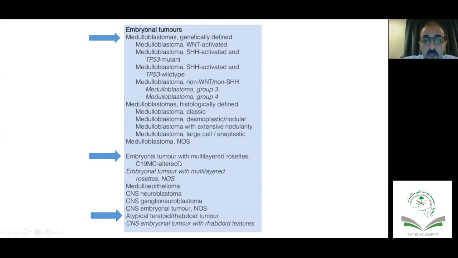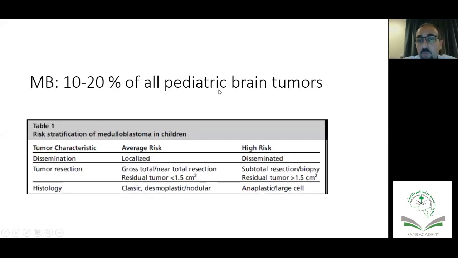For embryonal tumor, they found a specific gene mutation, C19MC, with the multilayered rosette type tumor. This is what we used to call PNET. No more PNET; there are actually different subtypes now. The majority are very rare, except this one and ATRT, which are more common. Medulloblastoma is about 10-20% of all pediatric brain tumors.